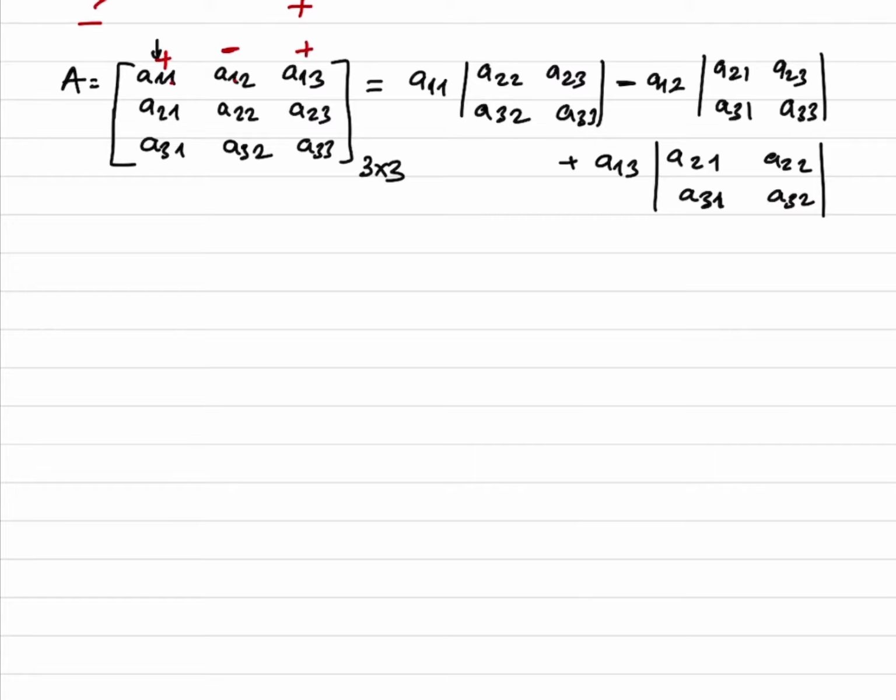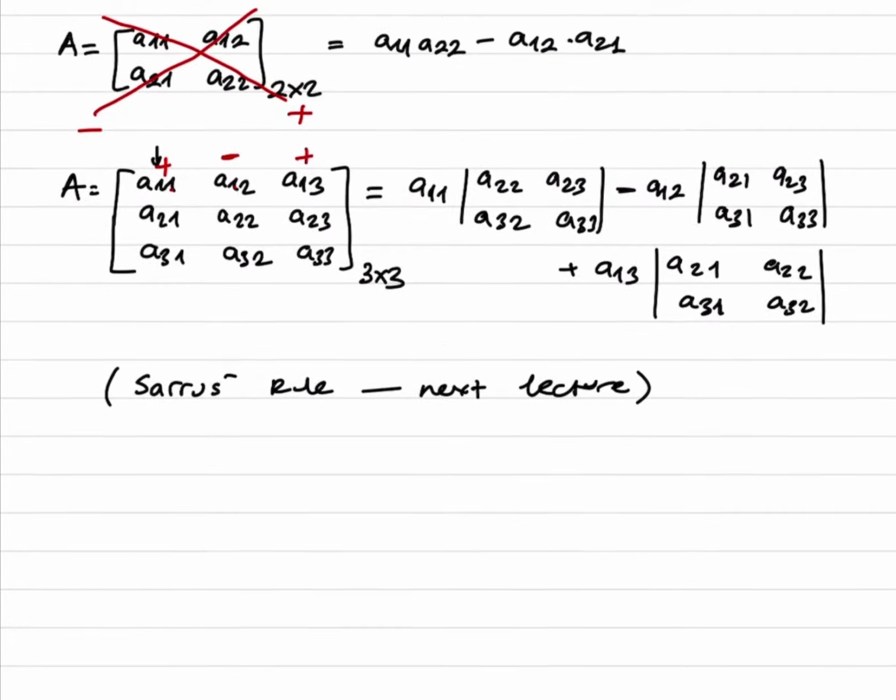So we have this formula, and there is one formula called Sarrus' rule. We will learn it in the next lecture. So we will learn Sarrus' rule. We have another formula for a determinant.